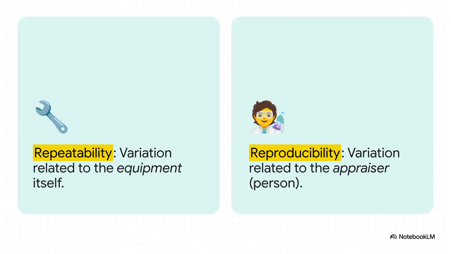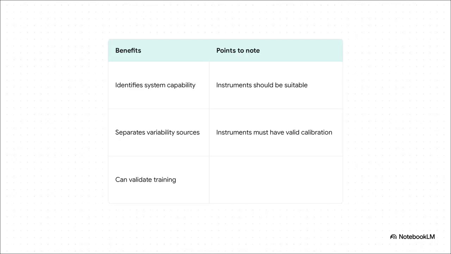It helps you untangle two different kinds of variation. Repeatability, that's the variation coming from the measurement equipment itself, and reproducibility, that's the variation coming from the different people using the equipment. The real power of GR&R is that it looks at your entire measurement system. You can even use it to see if your operator training is actually working. Ultimately, it answers that critical question: is the variation you're seeing coming from your tools or from your team?